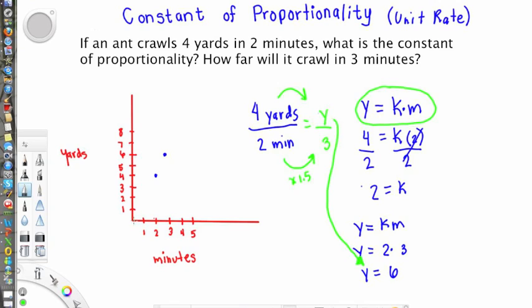And the other neat thing about this too is if we graph this line like that, it goes through the origin. And if your line goes through the origin, it is a proportional line. So there you have it. Let's stop there for today. But when you hear constant of proportionality, it's simply the unit rate.